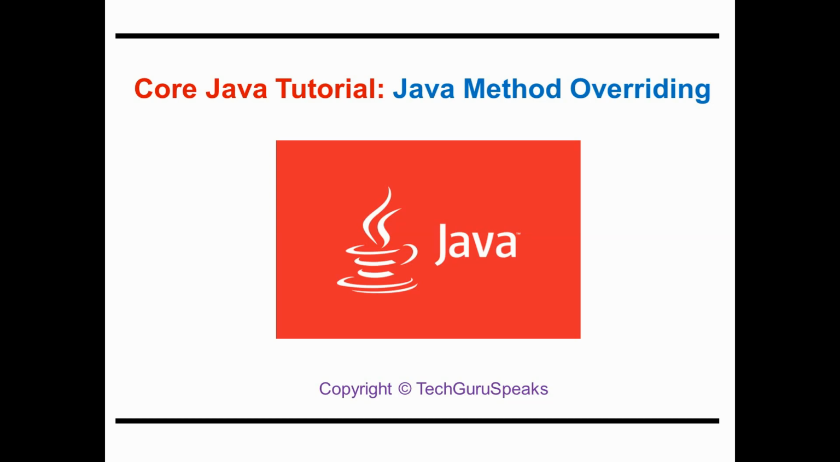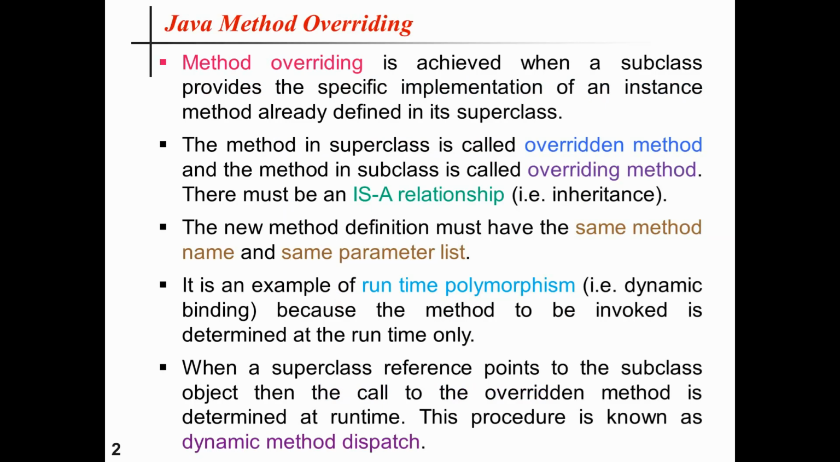Today I would like to talk about Java method overriding, which is an example of runtime polymorphism in Java. Method overriding in Java is achieved when a subclass provides the specific implementation of an instance method already defined in the superclass. The method in the superclass is called the overridden method and the method in the subclass is called the overriding method. There must be an IS-A relationship, that means inheritance relationship, between the overridden method and the overriding method.